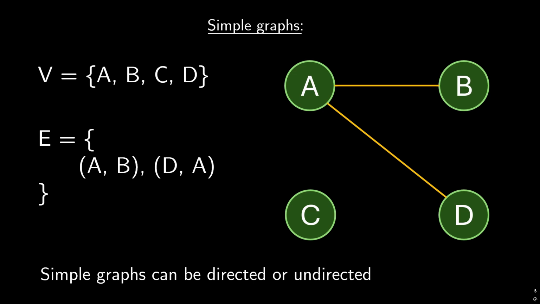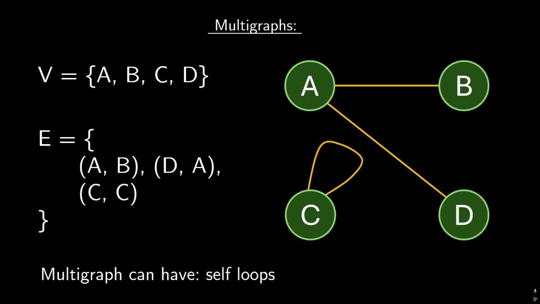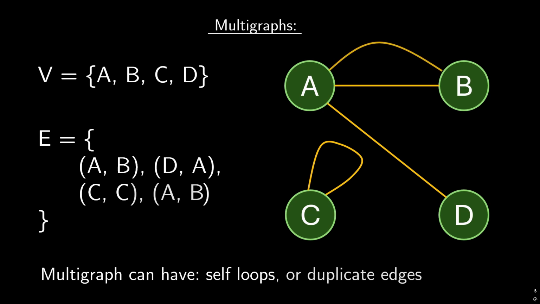Let's move on to multigraphs. Okay, so a multigraph can have self-loops. This is completely fine. Or you can have something called duplicate edges. Okay, so a duplicate edge is, for example, if you pay attention to the A and B nodes, they have two edges between them now. Think of a multigraph as basically saying that you can have multiple edges between any pair of nodes.